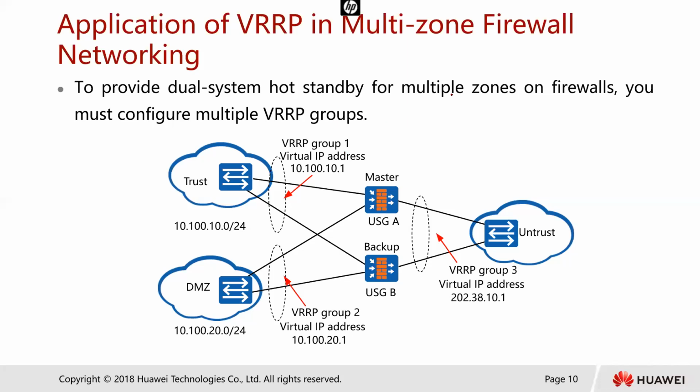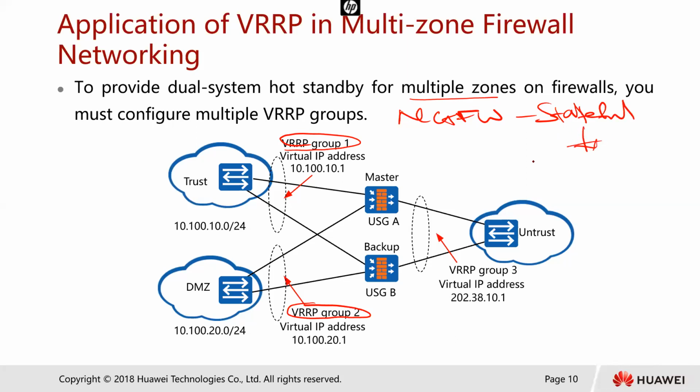Now remember, we have multi-zones on our firewalls, and if you have multi-zones, then we must come up with different groups. We create virtual group 1, for example, and virtual group 2, but most of the next generation firewalls are all working in stateful mode. Who remembers we talked about stateful inspection? What did we say it does?